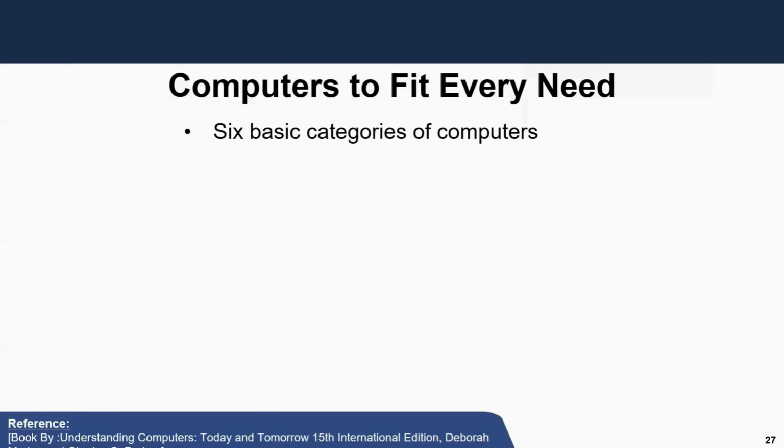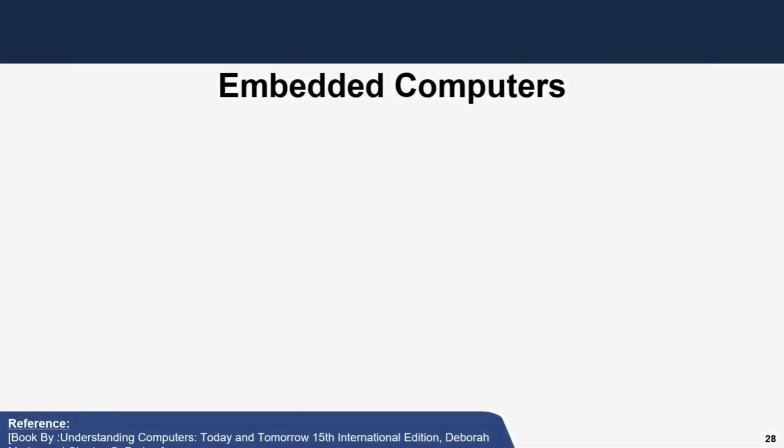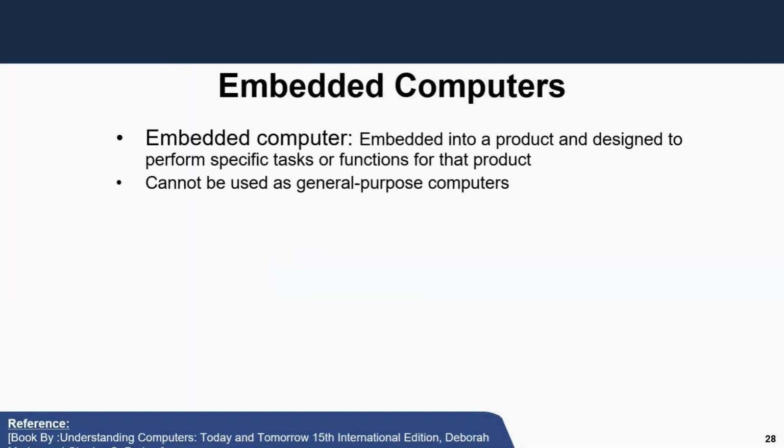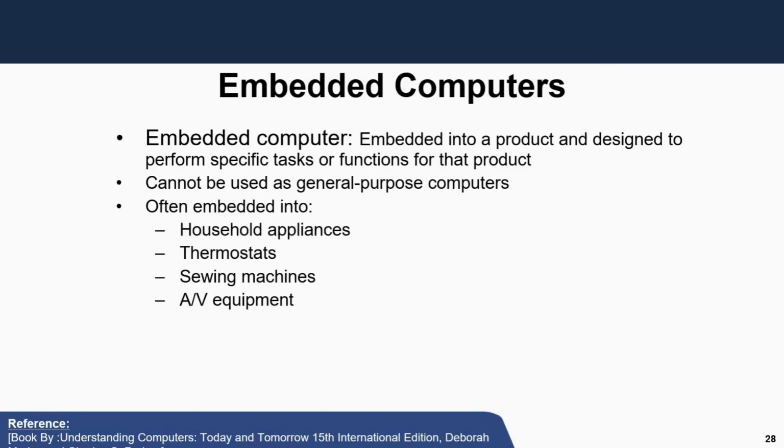In this unit, we will look at different types of computers. There are six categories of computers. One is the embedded mobile devices. We will see them individually. Computer hardware is categorized into two categories: one is internal, the second is external. So first of all, embedded computers.